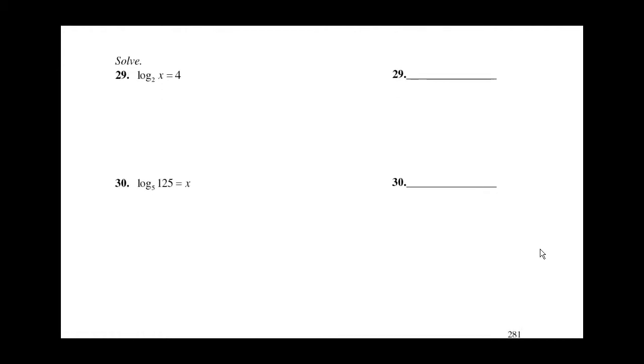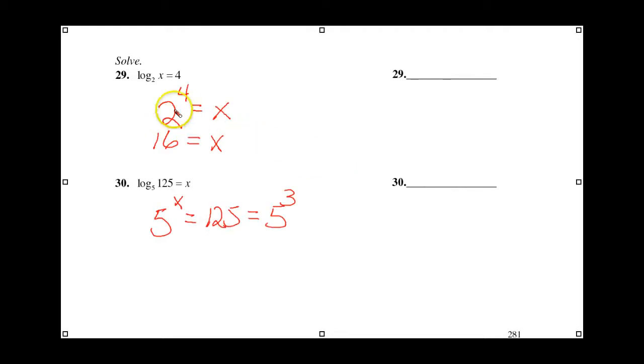Now here they actually want us to do some solving. So let me set these up. So as we do these, we have our base 2, exponent is 4, is what? Well, 2 to the 4th is 16. X equals 16. Our base here is 5. Our exponent is x, which is going to equal 125, which is actually 5 to the 3rd. 125 is 5 to the 3rd. So we now have x equals 3.